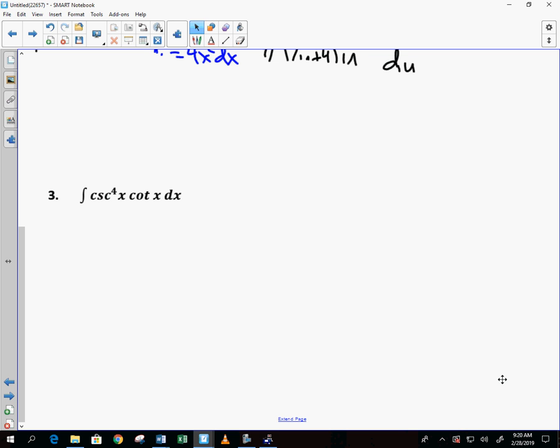Okay, Chris is making an assumption that u should be cosecant. Maybe u should be cotangent. Here's a point where you maybe need to make a note. If you have the cotangent of x, what's the derivative? Negative cosecant squared of x dx.